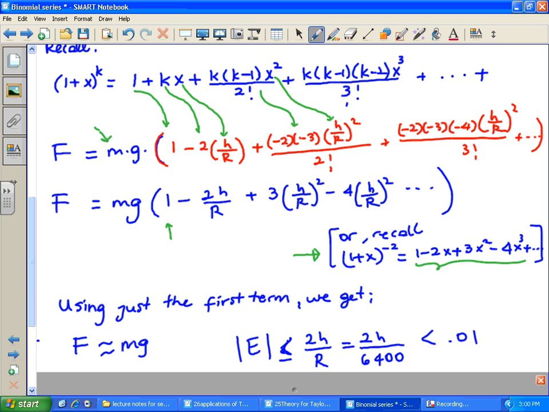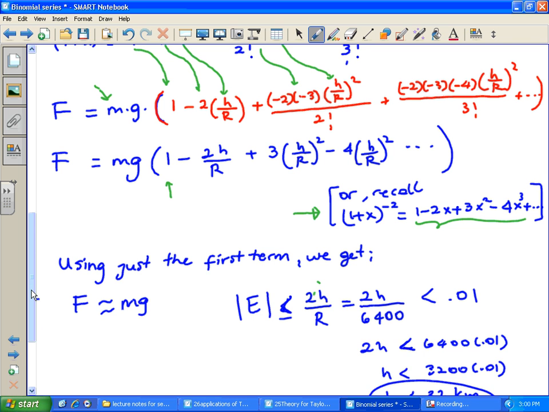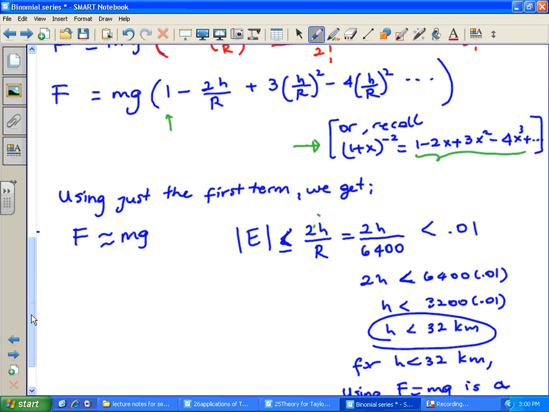And this is an alternating series, so the error will be less than the absolute value of the next unused term, which is 2h over r. And we're given that r, the radius of the Earth, is 6,400 kilometers. And we're trying to make sure that the error is less than 0.01. So if we solve that inequality, multiply both sides by 6400 and then divide by 2, you will get the requirement that h be less than 32 kilometers.